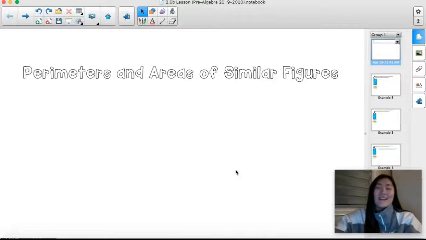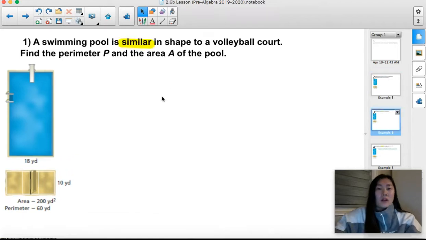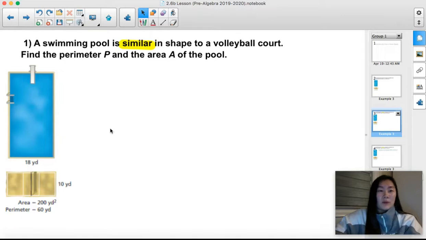Hi guys! So today we're going to continue our lesson from the previous day of using perimeters and areas of similar figures. We're going to look at two questions together, and the first one is, a swimming pool is similar in shape to a volleyball court. So we have the two figures here. Find the perimeter P and the area of the pool.